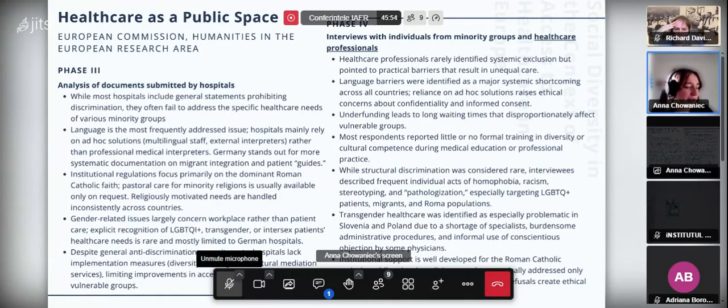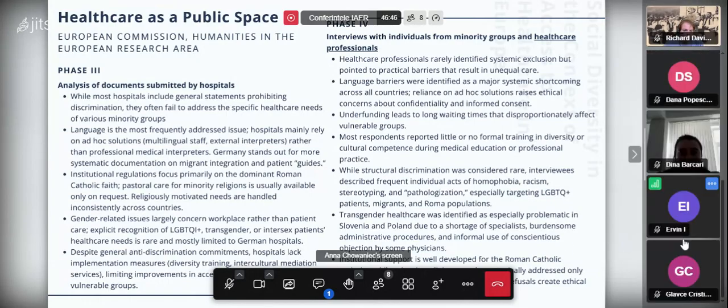What they reported was that they didn't necessarily identify systemic exclusion. Rather, they noted some practical barriers. The only area where they noted systemic issues was language, which was found to be a systemic shortcoming. They also pointed to the underfunding, of course, of the systems, which then translated, for example, into the lack of those ad hoc solutions. So even when there wasn't necessarily a regulation on providing translators, they were also unable to provide these ad hoc solutions because of lack of resources. It also translated into a lack of formal training in diversity or cultural competences.